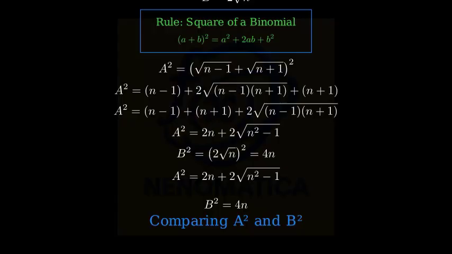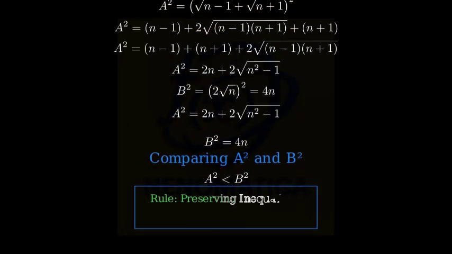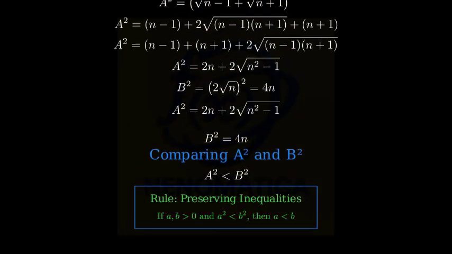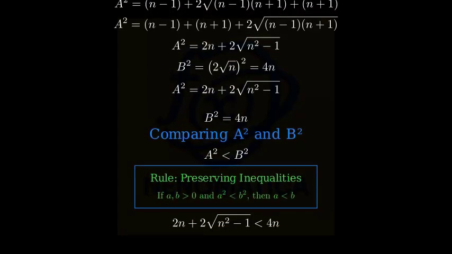Let's set up an inequality to determine which is larger. We'll start with the inequality a squared is less than b squared. If this is true, then a is less than b, since both expressions are positive. Substituting our expressions, we have 2n plus 2 times square root of n squared minus 1 is less than 4n.